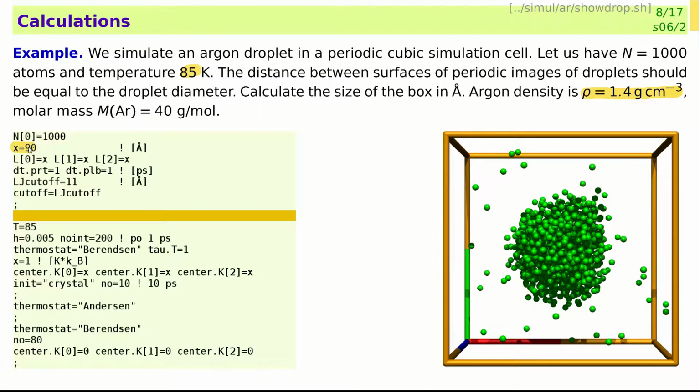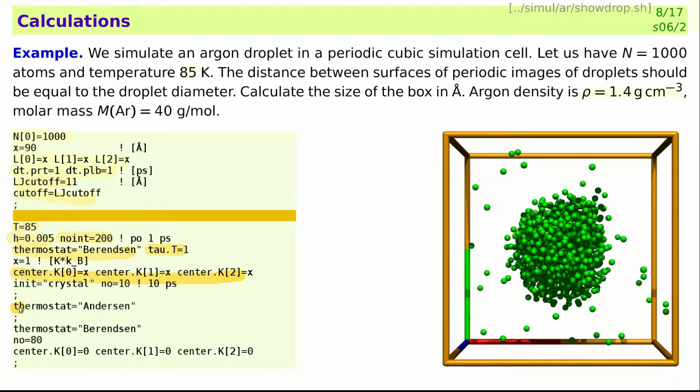Apparently, this is the box size, this is the number of particles, this defines how often the trajectory and protocol will be printed, this is the cutoff, I will speak about this later, the temperature, the time step, the number of time steps in one cycle, because one time step is very short, so that we do not print results so often, the type of thermostat, the time constant of the thermostat, and in the first part there is an additional central force which creates the droplets from randomly chosen molecules.